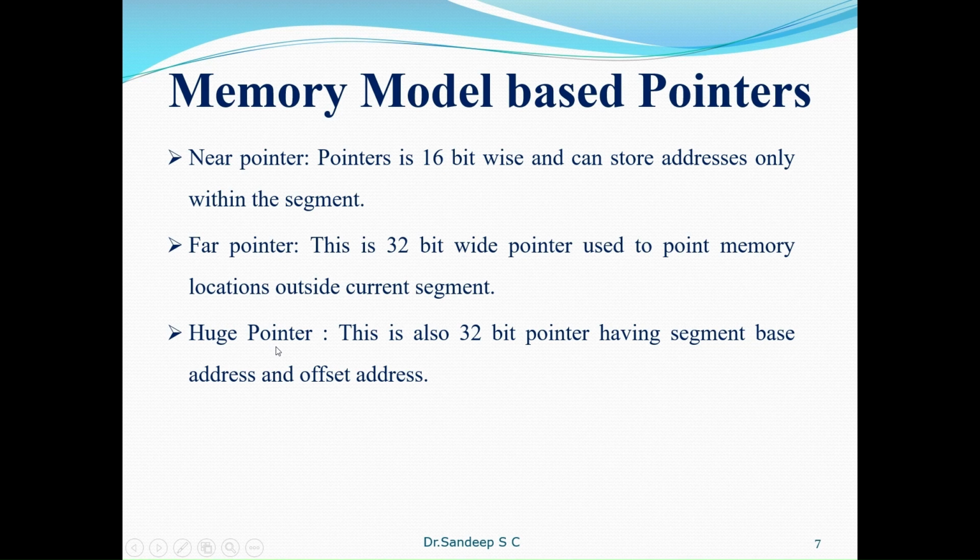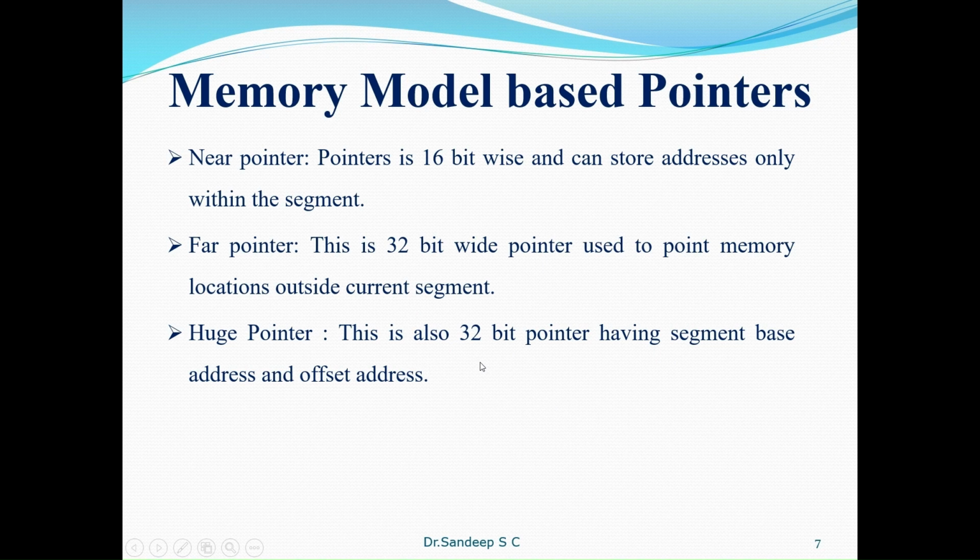Similarly, we have a huge pointer. This huge pointer is also a 32-bit pointer, but it has a segment base address and an offset address. This pointer will have two addresses. A part of it will be the segment base address, and part of it will be the offset address. So we have to add the offset address to the segment base to get the actual address. That is huge pointers.